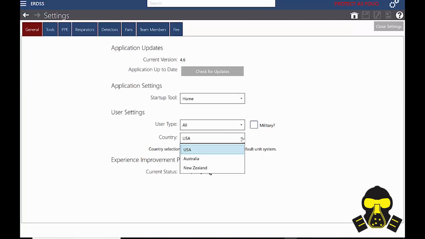Okay. But it's also going to pull the appropriate exposure standards and things for the area you live in.